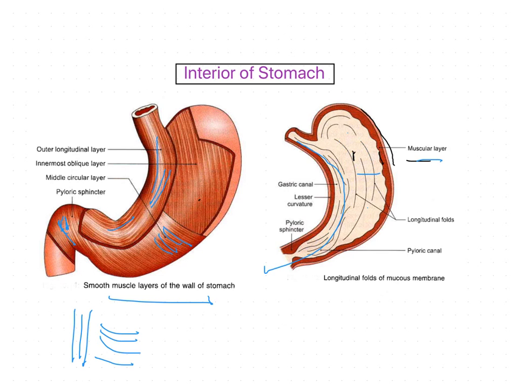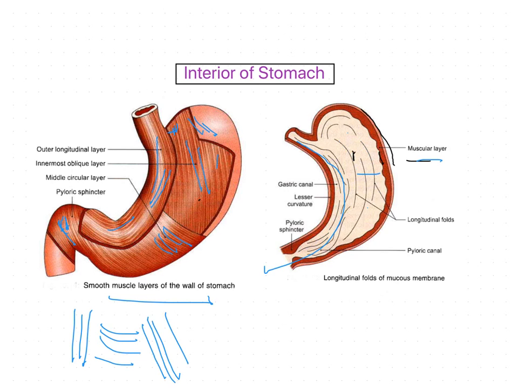Okay, and the deepest layer consists of oblique fibers, the next layer. So the next layer is the oblique layer. This is the deepest layer, which consists of oblique fibers which loop over the cardiac notch. Here it forms a loop-like structure over the cardiac notch, and some fibers spread to the fundus.